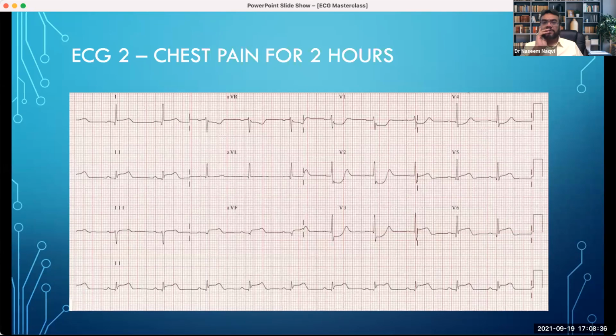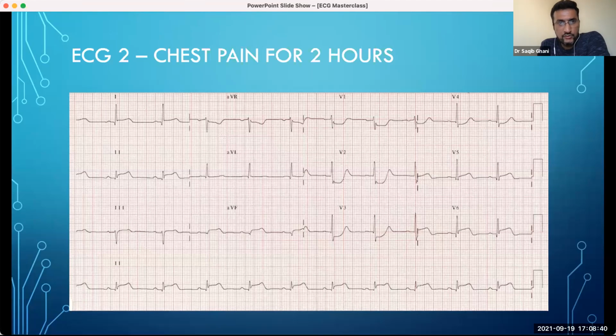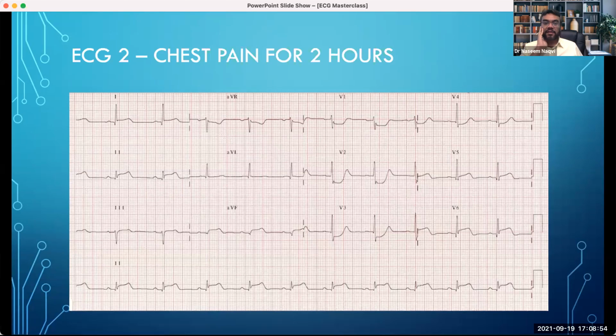Anyone can? I'm saying ST elevation in lead 2. Lead 2, okay, that's right. Anybody else? So I'll start off with some basics anyway. This is sinus rhythm. There is P wave. It's a regular rhythm. I agree. There is ST elevation in lead 2. Anything else? Inferior lateral STEMI. Narankari saying. Mohsin, okay, saying inferior lateral STEMI.